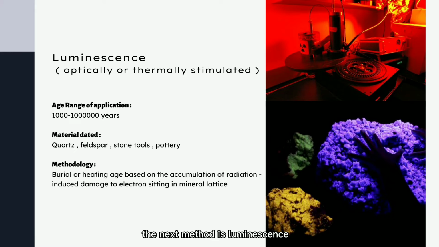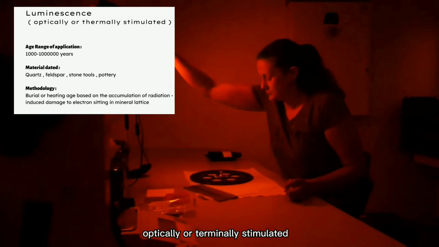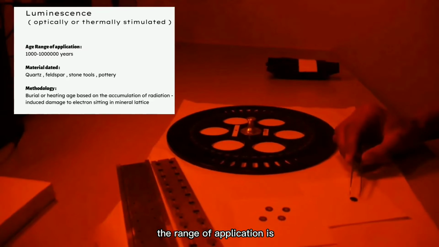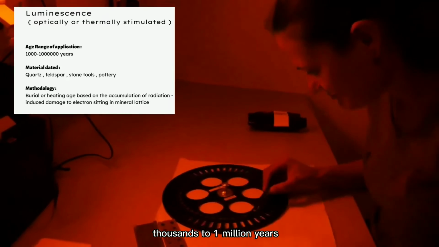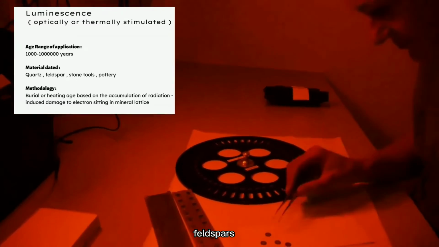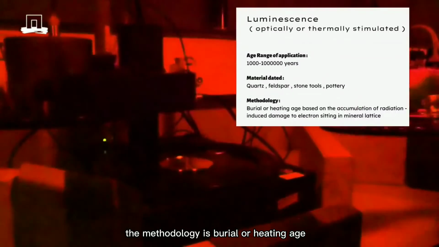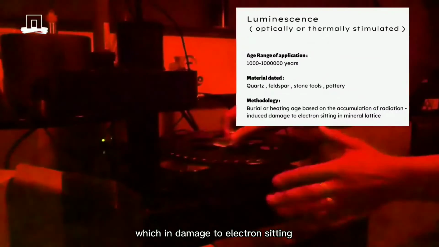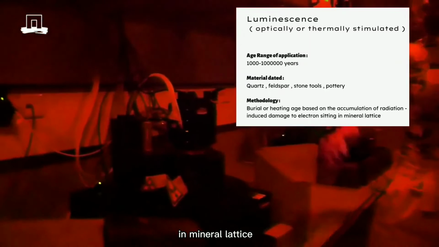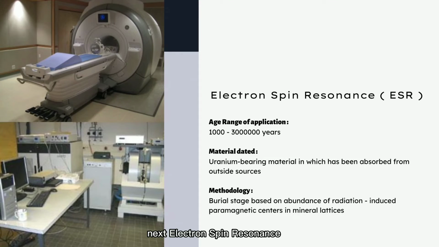Well, the next method is luminescence, optically or thermally stimulated. The range of application is 1,000 to 1 million years. The material dated are quartz, feldspar, stone tools, and pottery. The methodology is burial or heating age based on the accumulation of radiation which induces damage to electrons in mineral lattices. Next, electron spin resonance.